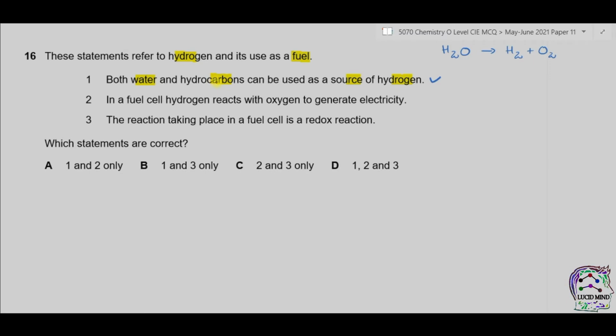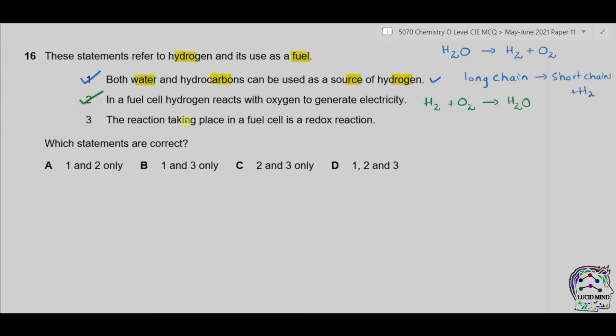Second is hydrocarbons. By cracking of hydrocarbons, long chains can be converted into short chains along with the production of hydrogen gas. So statement 1 is correct. Option 2. In a fuel cell, hydrogen reacts with oxygen to generate electricity. This is also a correct statement because in fuel cell hydrogen combusts in the presence of oxygen to form water, and this reaction can be used to generate electric current.